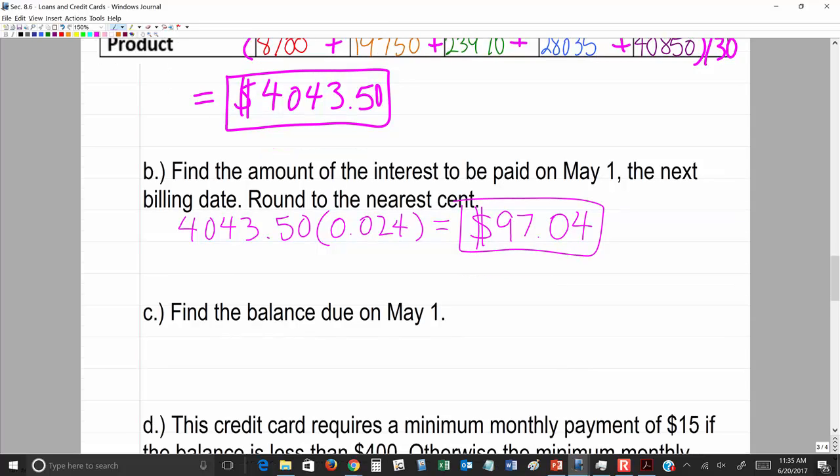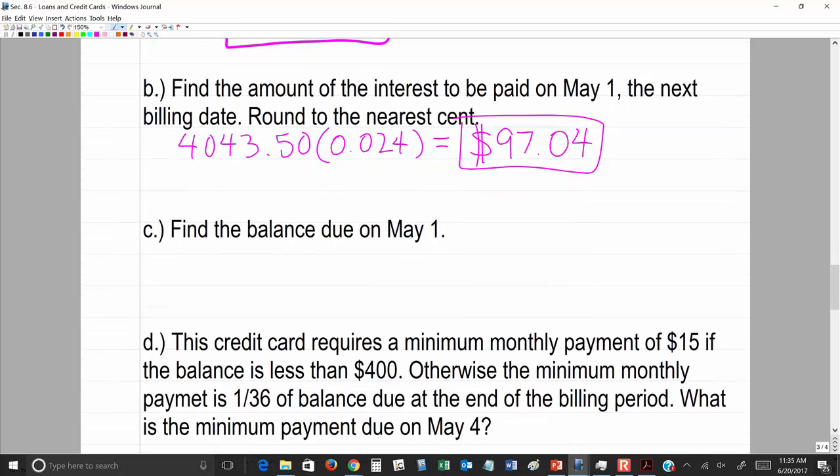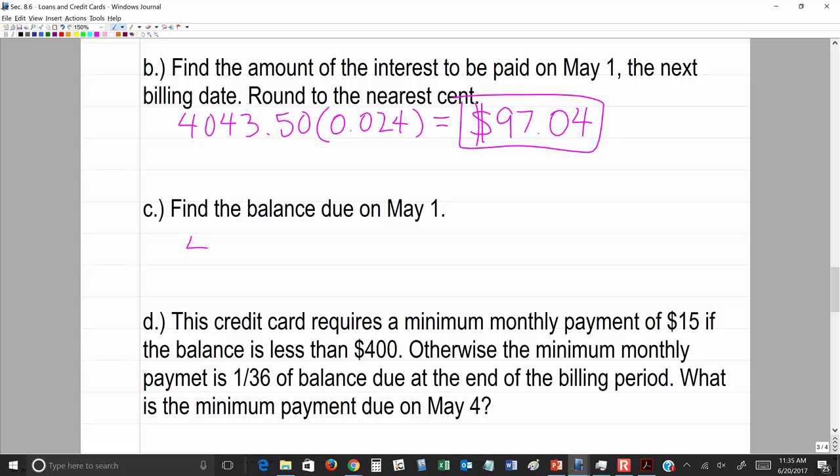So the balance, you just add that to the balance. So 4,043.50 plus 97.04. I have a question. If that's the average daily balance, but that wasn't the balance you ended with. Okay, I guess my question would be, the balance due on May 1st, would it be the interest plus the balance that was at the end of April?